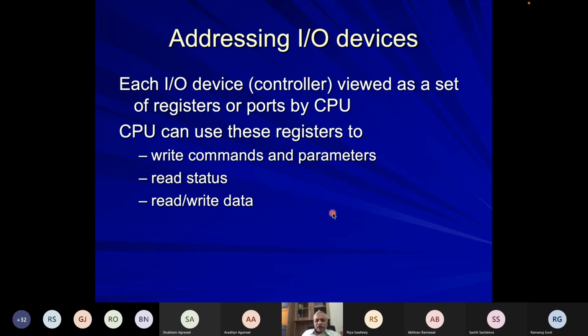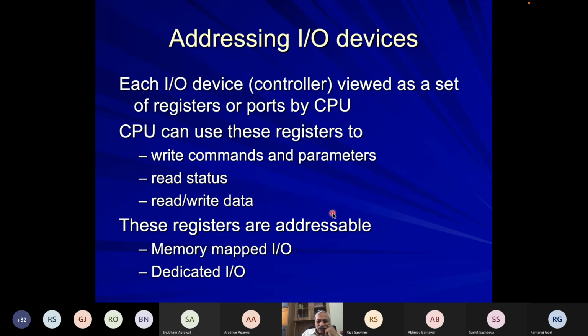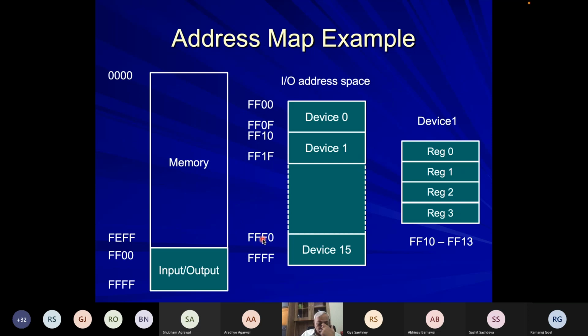Suppose address 100 is the command register for a device, and address 101 is the data register for a device. So the processor can write into those addresses, and thereby it will write command or data to those. It is these registers which are addressable as memory mapped IO or dedicated IO, as we have just discussed.